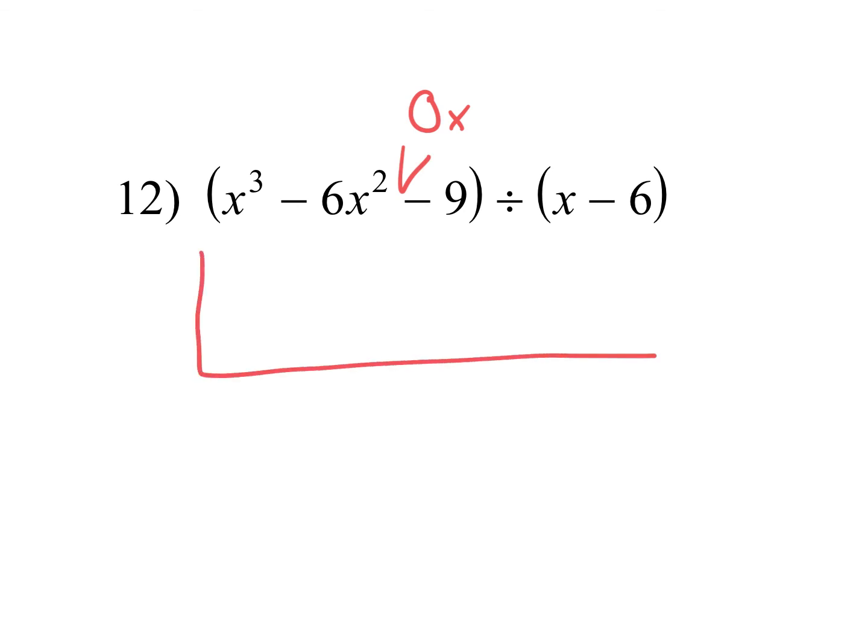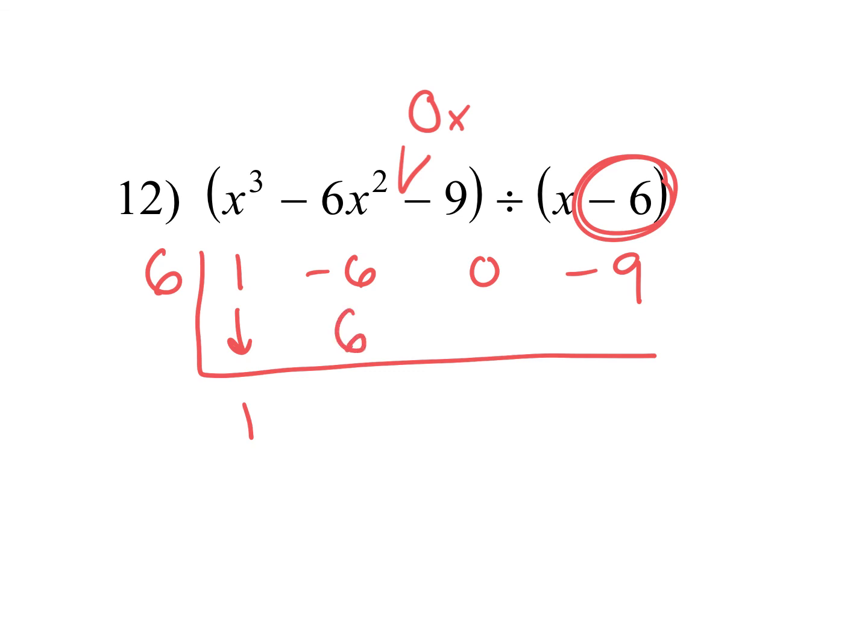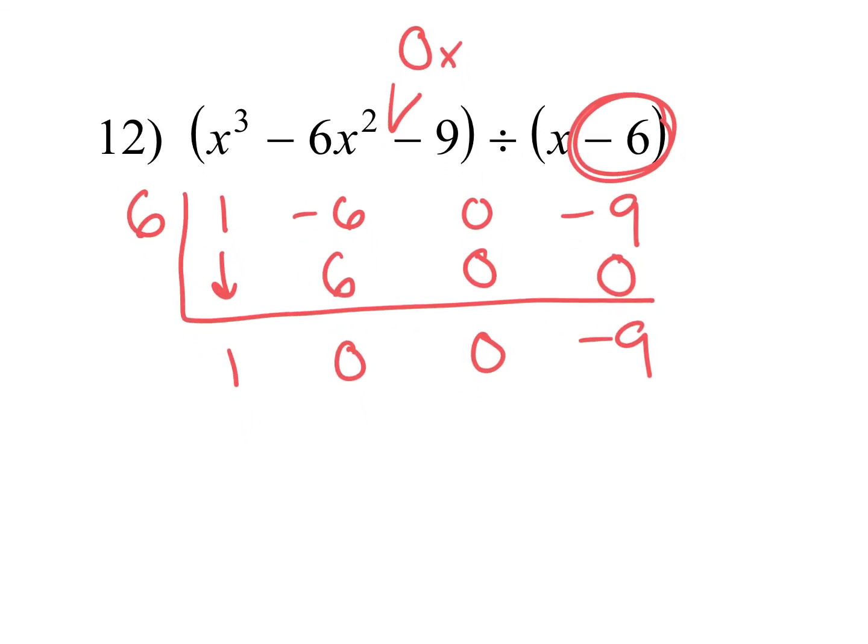So what are the numbers that go in the box? 1, negative 6, 0, negative 9. Perfect. What goes outside the box? Positive 6. We change the number on the outside. What do I do first? Drop down the 1. 6 times 1 is 6. Negative 6 plus 6 is 0. 6 times 0 is 0. 0 plus 0 is 0. 6 times 0 is 0. Negative 9 plus 0 is negative 9.